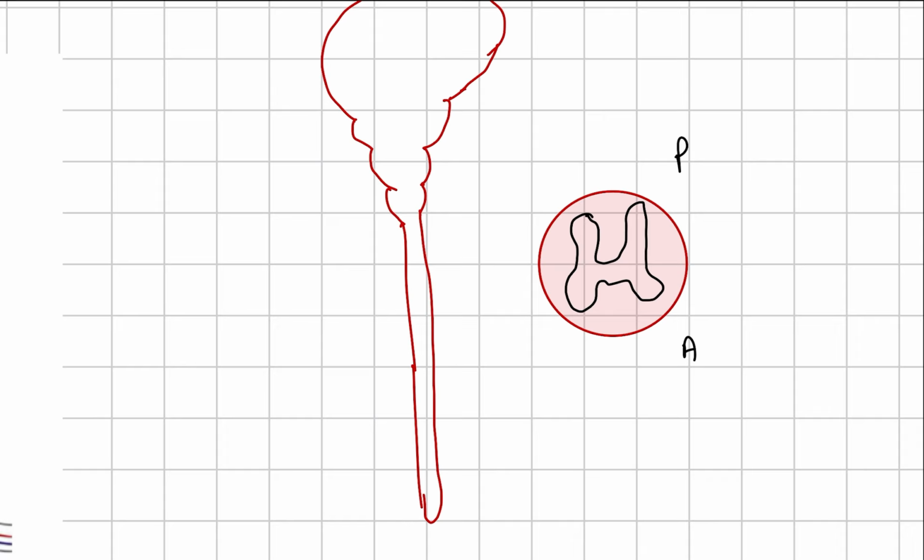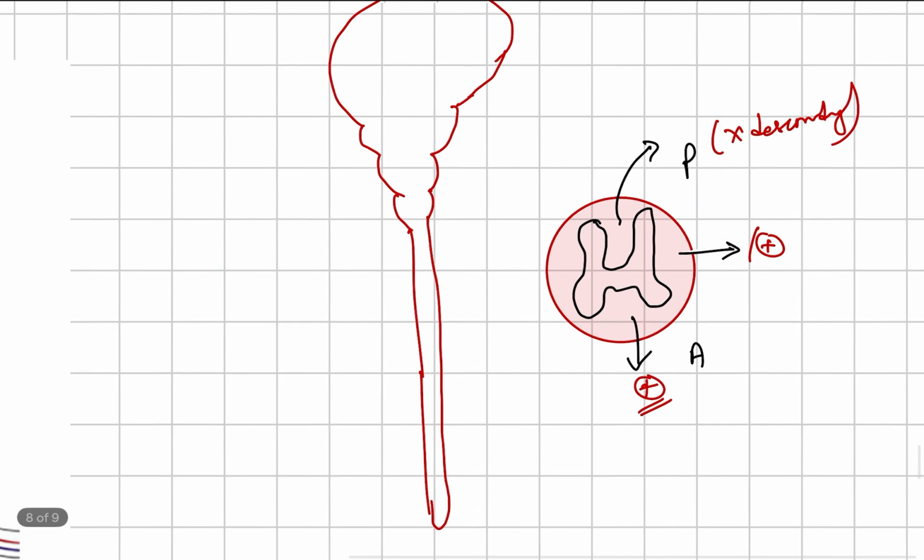Anterior, posterior. And when we look at the white column, this is the lateral white column, anterior white column, posterior white column. And we have already discussed that in the posterior there is no descending tract, but in the lateral there is a presence of descending tracts, and in the anterior there is also a presence of descending tracts. So moving on.